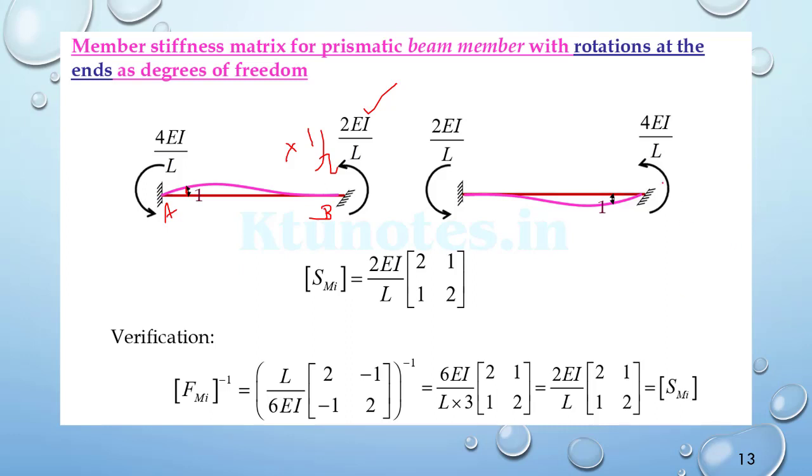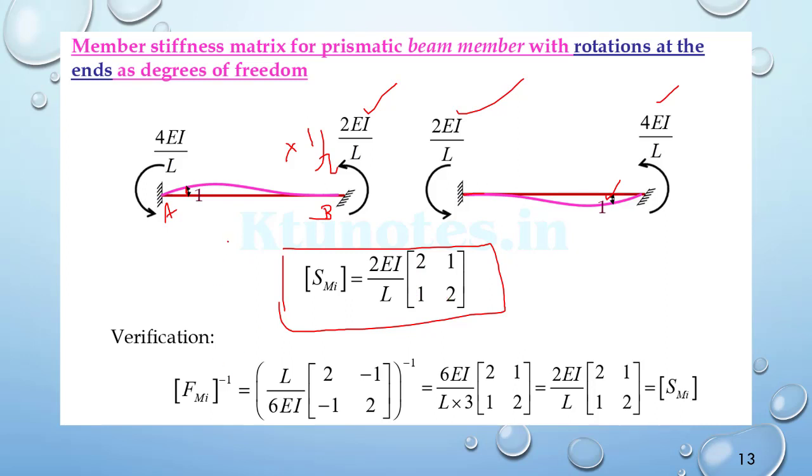And similarly, applying for the B point, that is keeping this value 0 and applying unit rotation here, 4EI by L will be the moment required at that point, and 2EI by L will be the carryover moment. So the stiffness matrix will be 2EI by L into [2, 1; 1, 2], based on S11, S12, S21 and S22.